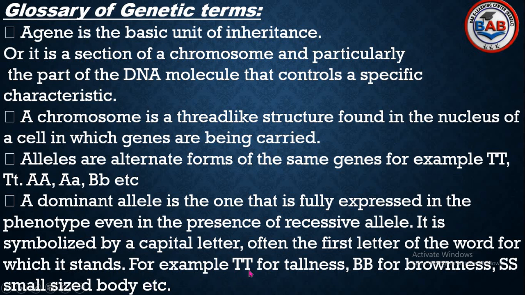These letters represent specific alleles for particular traits or characteristics. For example, TT represents height as a characteristic, and capital T represents a dominant allele.